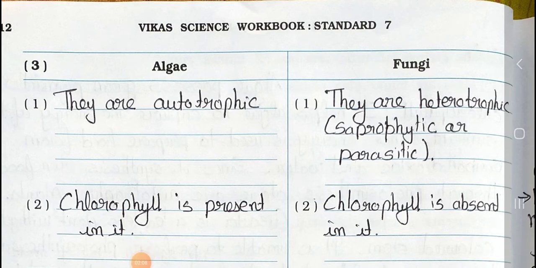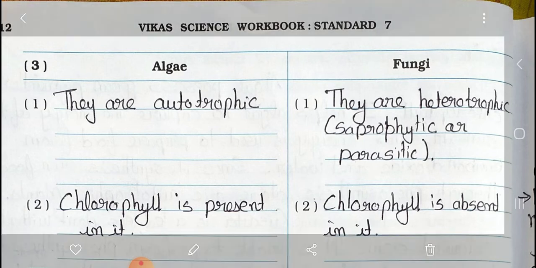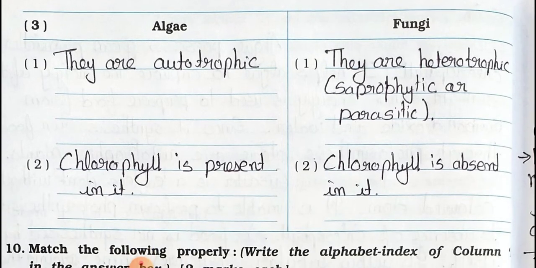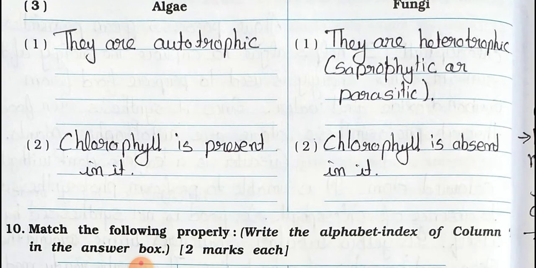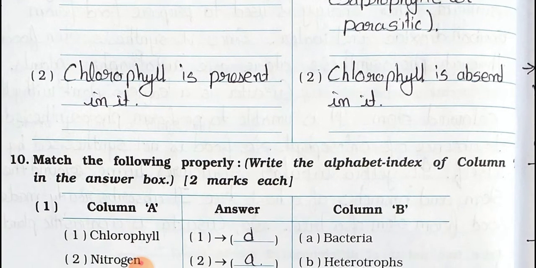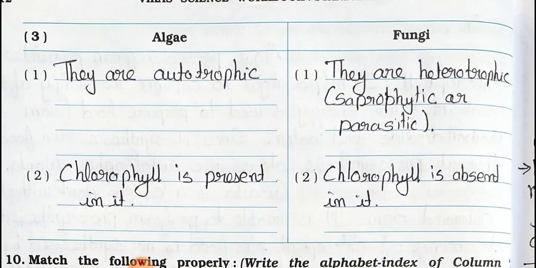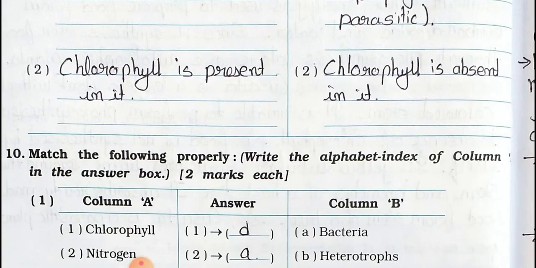Alga and fungi. First point: alga are autotrophic, and fungi are heterotrophic, meaning saprophytic or parasitic. Point 2: chlorophyll is present in alga, and in fungi chlorophyll is absent. That's why, because of chlorophyll, alga is green in color, and in fungi, chlorophyll is absent, so green color is not observed. Now see the Main 10.